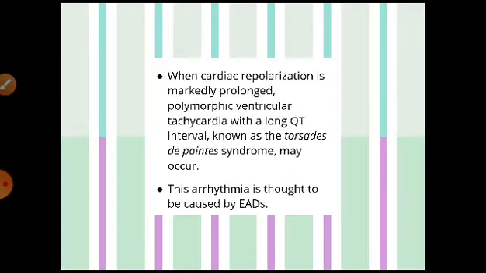When cardiac repolarization is markedly prolonged, see, repolarization markedly prolonged, polymorphic ventricular tachycardia with a long QT interval, known as torsades de pointes syndrome, may occur. So this is one very known arrhythmic syndrome, which we call torsades de pointes. This arrhythmia is thought to be caused by EADs, which I have already discussed.